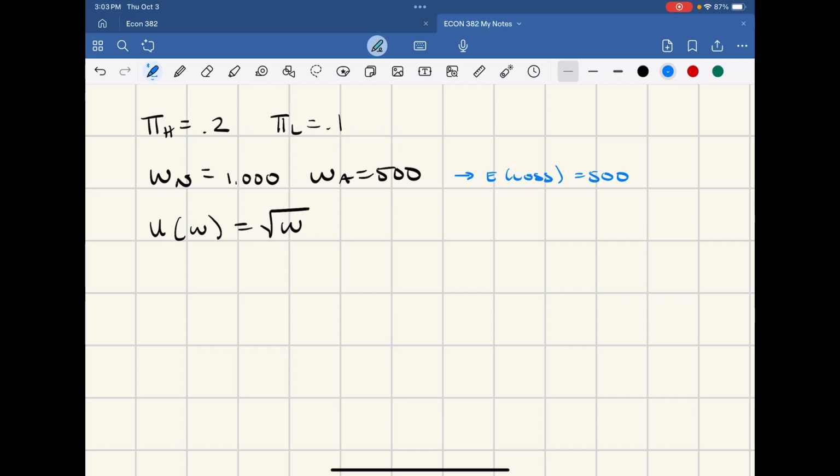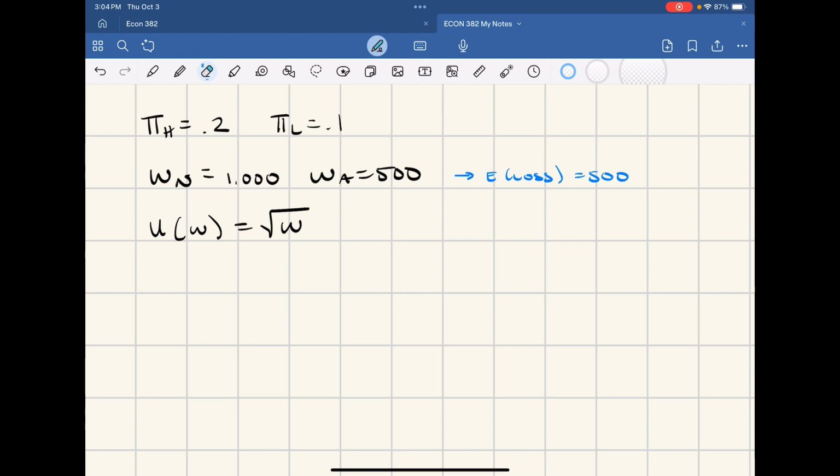And here we have a utility function as the square root of W. That might be slightly different than we've seen in the class notes. So let's go ahead and consider the separating equilibrium, which states that the high-risk individuals will buy full insurance and that there will be a partial insurance offered to the low-risk individuals. So based on this, let's consider what the high-risk full insurance premium would be.